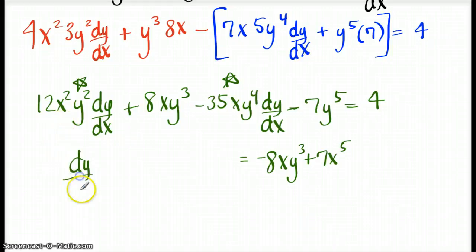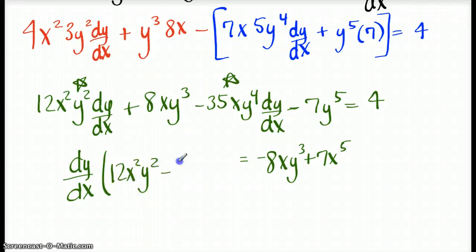Factor out a dy/dx. So a dy/dx is here and a dy/dx is here. So what does that leave me with? 12x squared y squared minus 35xy. You with me? Because if I distribute that back through, do I not get the two terms back? Yes. Then you just divide all that out.